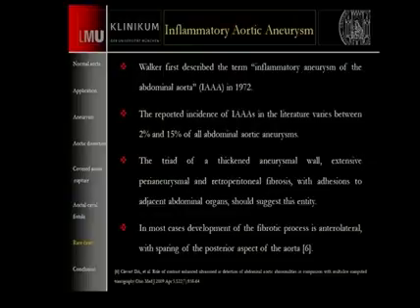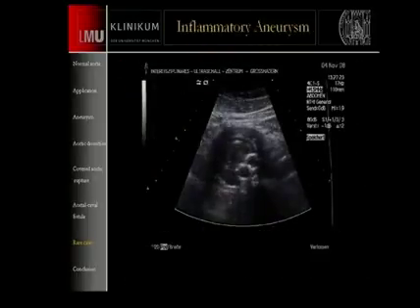An inflammatory aortic aneurysm is a very rare case. The first was described by Walker in the year 1972. About 2 to 15% of these aneurysms could be inflammatory aneurysms. And often we see an enlargement of the aortic wall, of course, with more small vessels inside.